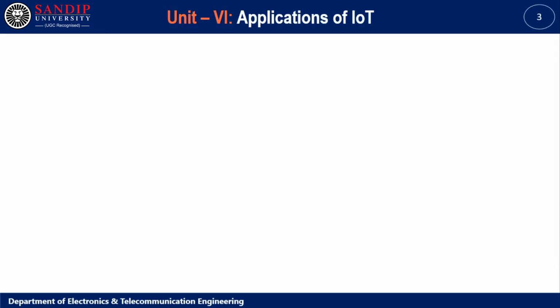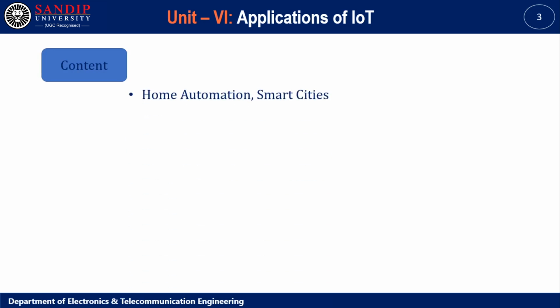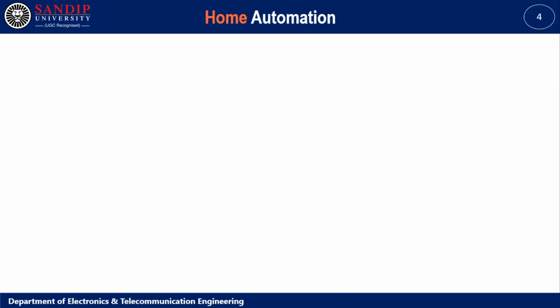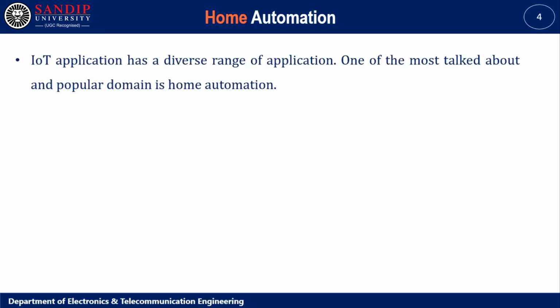Before starting with today's lecture content, let us discuss the content in Unit 6, that is application of IoT. In this unit, we are going to study home automation, smart cities, energy, retail management, logistics, agriculture, health and lifestyle, industrial IoT, IoT design ethics, IoT in environmental protection. So now let us first discuss home automation.